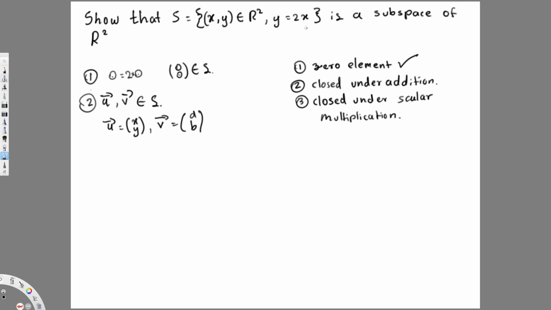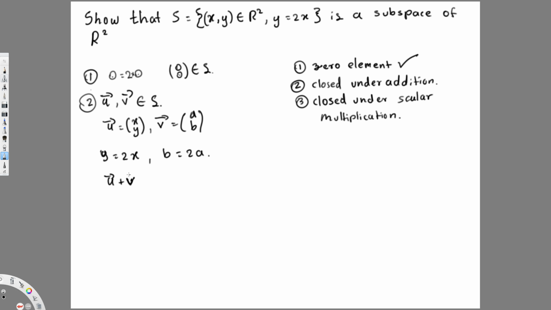Before I add them, I have to consider the equation we have right here: y is equal to 2x. What this really means is that the second value is 2 times the first value. So for the new vector, it should be the same condition: if it's b, then it should be equal to 2a. So b should be equal to 2a. Then I have to add these.